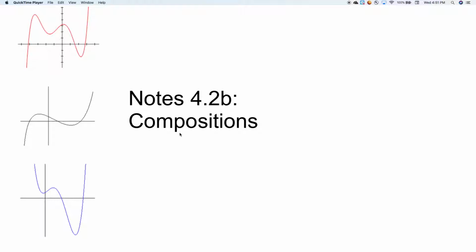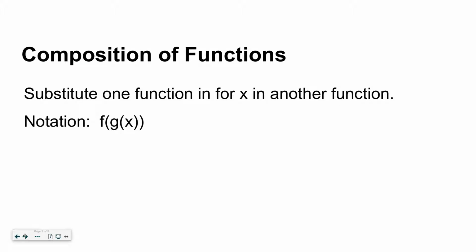That's a great feeling. Today we're going to talk about section 4.2b, which is compositions of functions. So yesterday we talked about function operations, which are things like adding two functions, subtracting two functions, multiplying, dividing two functions. A composition of functions is another thing that we can do with functions, but it's not a regular operation like add, subtract, multiply, or divide. So, a composition of functions is when you substitute one function in for x in another function.